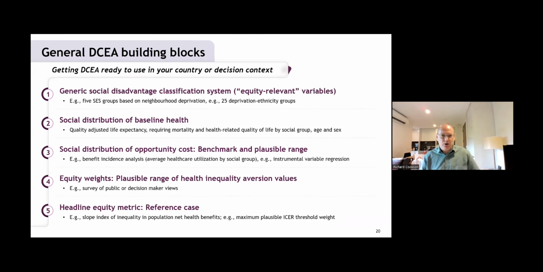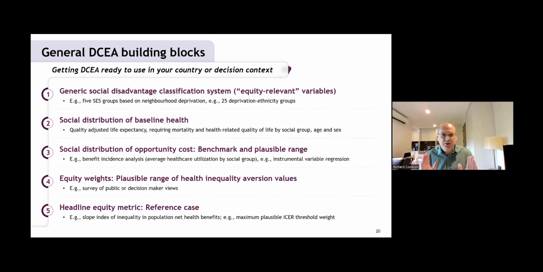Right, here are the building blocks I was mentioning. These are the things you need in your country. So you need to know what your equity relevant variables are. Are you talking about ethnic status? How are you measuring the groups? Are you talking about social disadvantage, socioeconomic? Well, how are you measuring those groups? So you need to decide what your variables are.